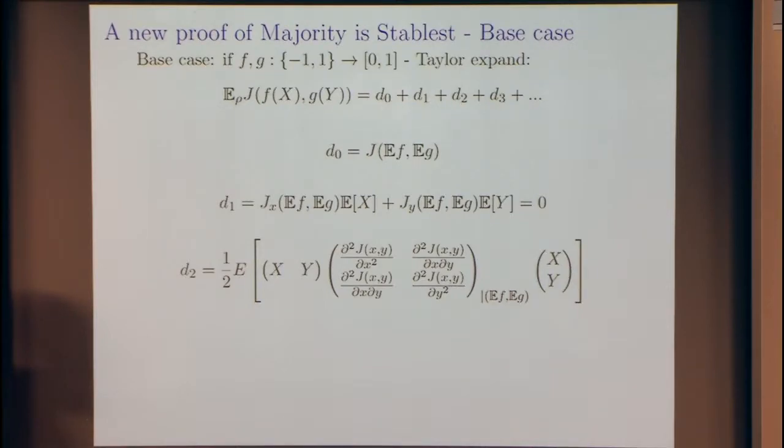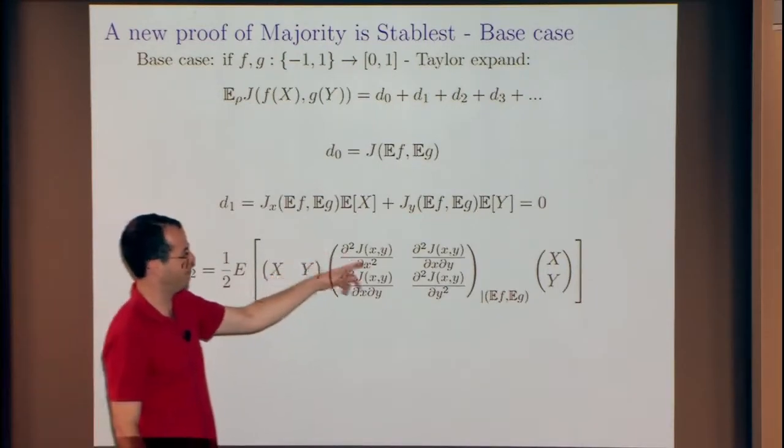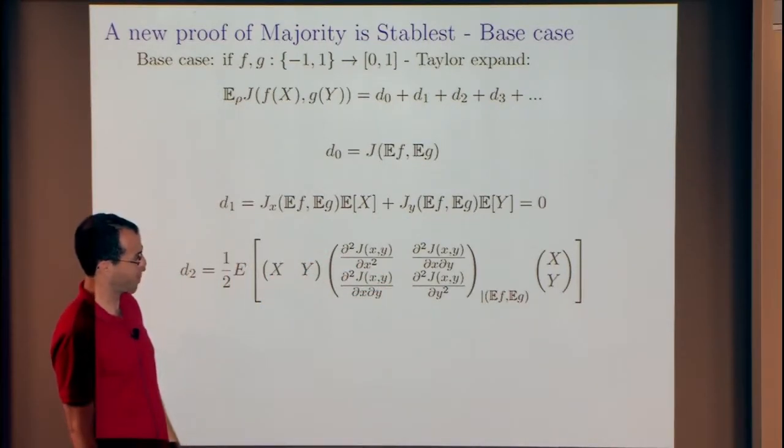What about the second order term? Well, the second order term is not so pleasant. It looks like that. So you look at the Hessian and you apply it to xy, xy. So note that there is no rho here. But actually, if you look at this expression, what are you going to get?